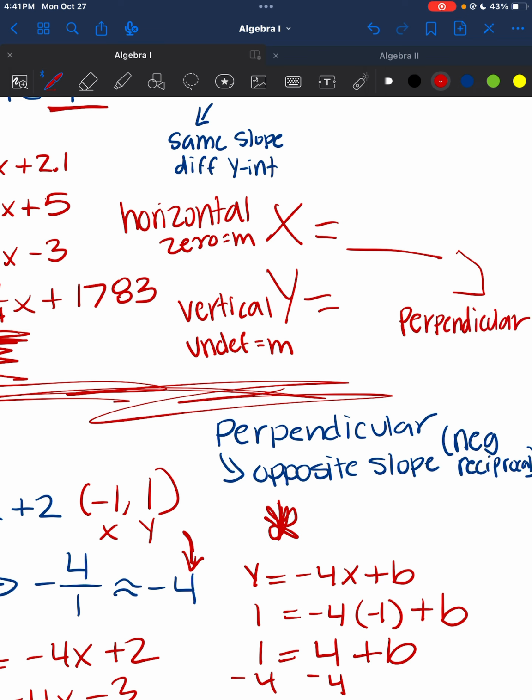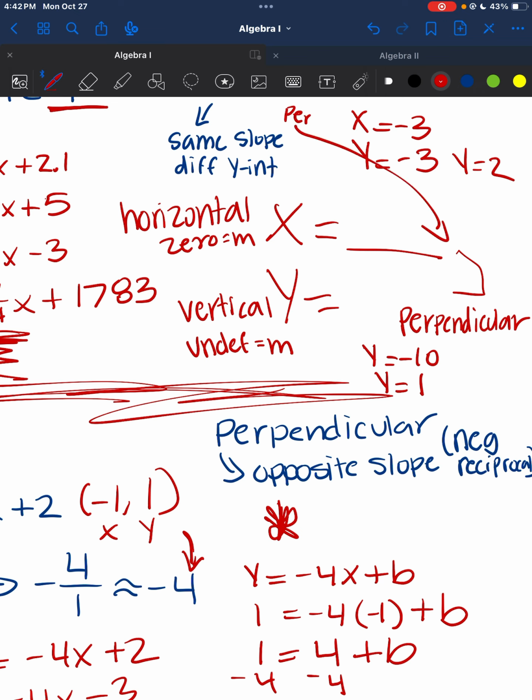If you're looking for something parallel, you just write something that's the same. If I had y is equal to -10, something that's parallel to this is y is equal to 1. If I wanted something that's perpendicular to x is equal to -3, it would be anything on the y equals side. So I can do y equals -3 as well, or I can do y is equal to 2. These are both perpendicular.